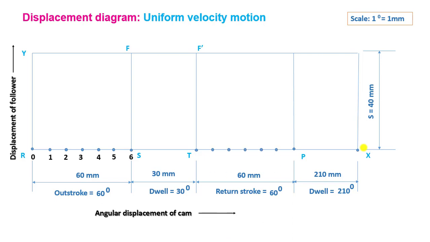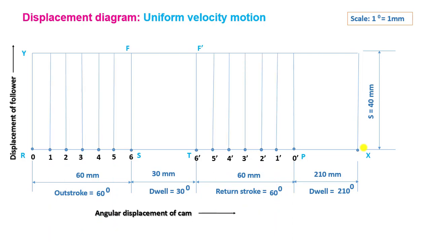Divide the return stroke into 6 equal parts. Label it as 6 dash, 5 dash, 4 dash, 3 dash, 2 dash, 1 dash and 0 dash. Draw vertical lines through these points.